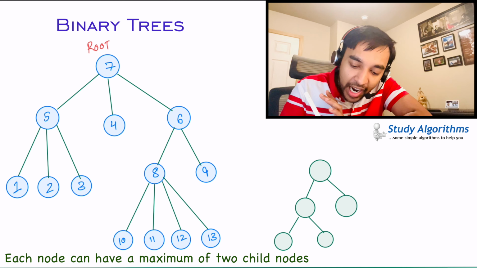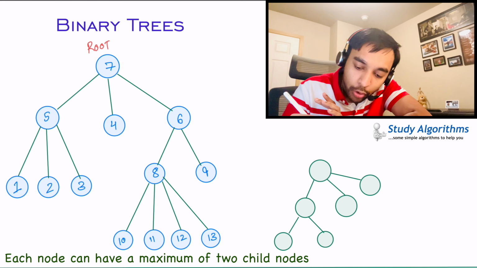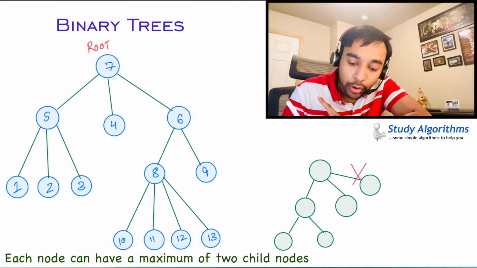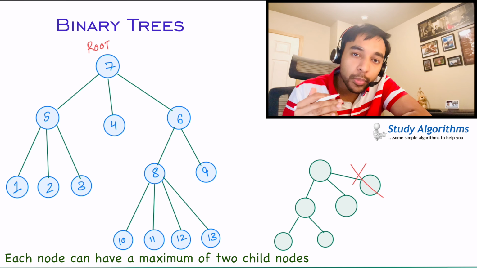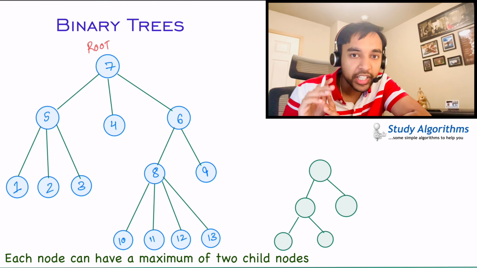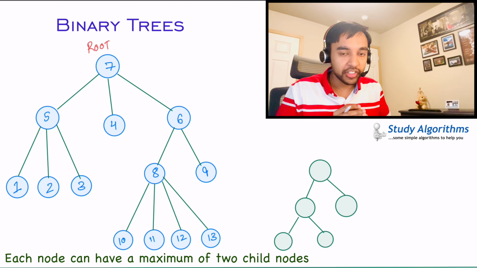As soon as you add a third child node, for example, I add a third child node to my root node, this violates the property of a binary tree and it is no longer a binary tree. To make this a binary tree again, what you need to do is remove the extra node that you added. And now this tree is again a binary tree.